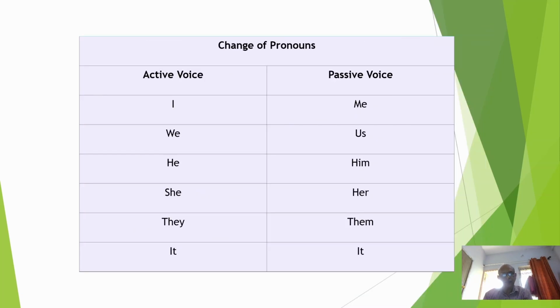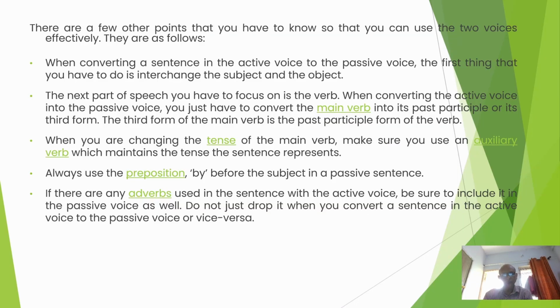Change of pronouns. Active to passive: I is changed into me. We is changed into us. He is changed into him. She is changed into her. They is changed into them. It is changed into it, that is, no change.